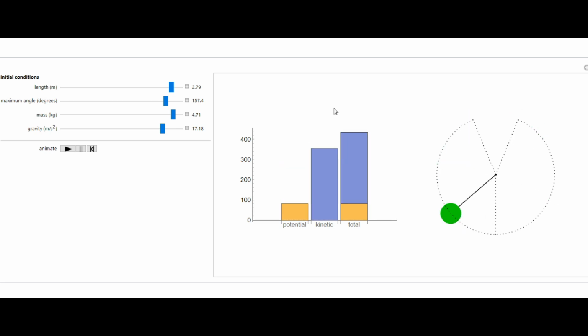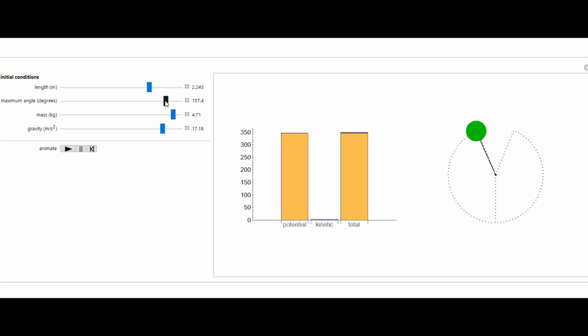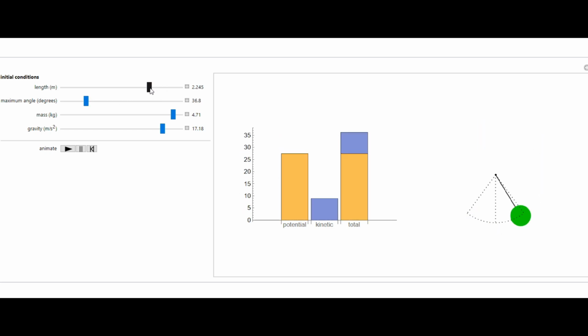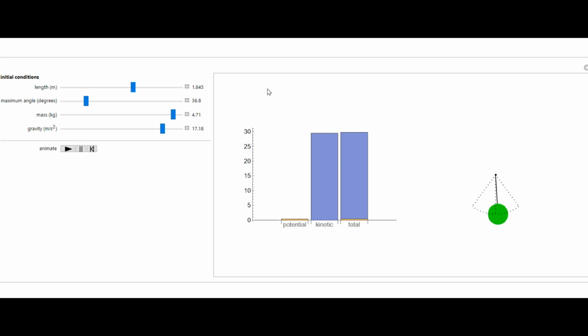If we were to plot a graph of these energy transformations, we would see that the total energy remains constant throughout the motion. The kinetic energy curve peaks at the lowest point, while the potential energy curve peaks at the highest points. The sum of these two curves at any point in time equals the total energy, which remains unchanged.